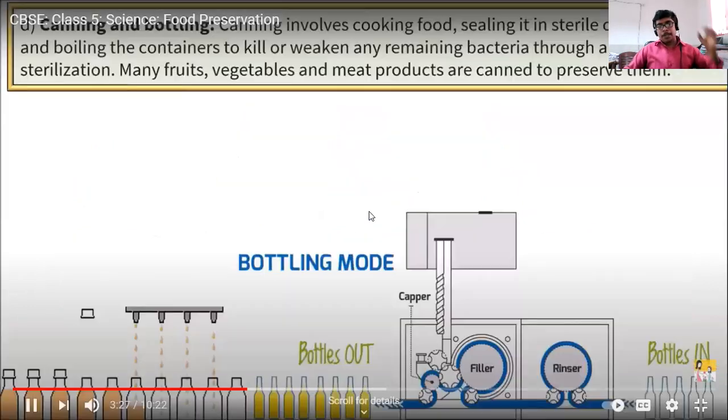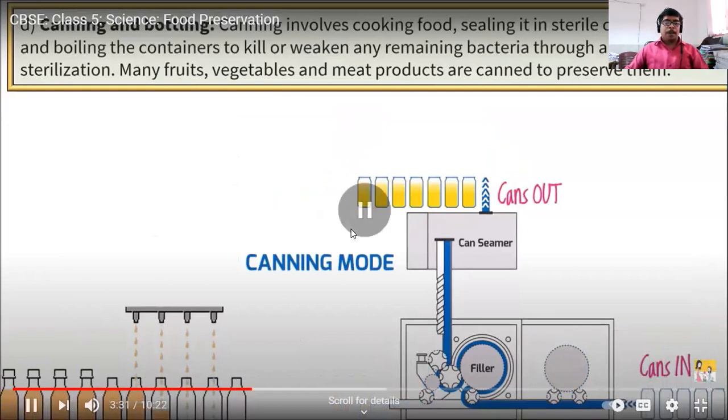Moving to the next, we have the bottling. You can see the bottling. I hope it is clear. Canning and bottling. The canning involves cooking the food and sealing it in the sterile can. You can see the term sterile can has been used here.